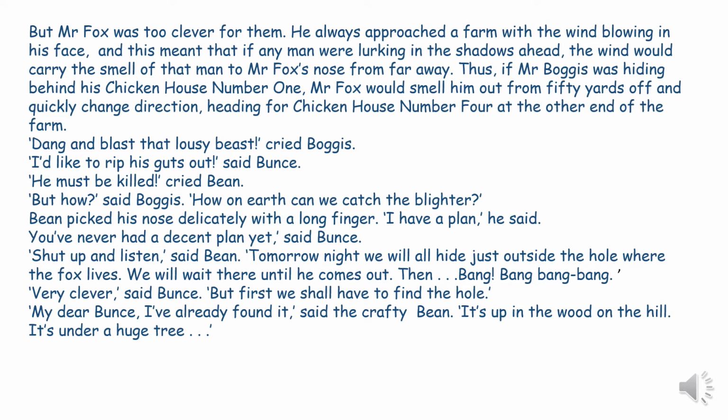"Tomorrow night we will all hide just outside the hole where the fox lives. We will wait there until he comes out. Then bang, bang, bang, bang." "Very clever," said Bunce, "but first we shall have to find the hole." "My dear Bunce, I've already found it," said the crafty Bean. "It's up in the wood on the hill. It's under a huge tree."